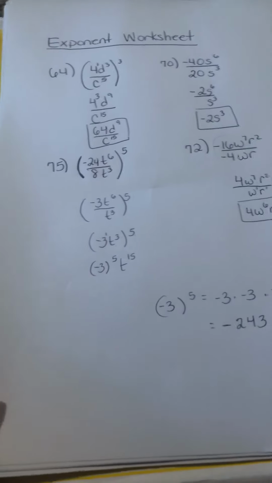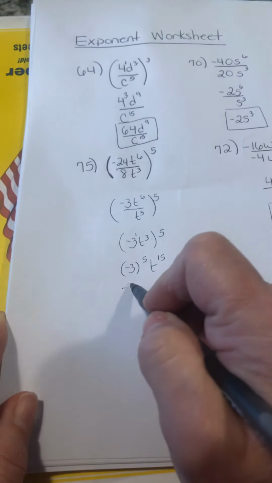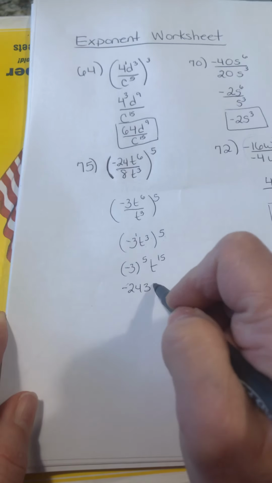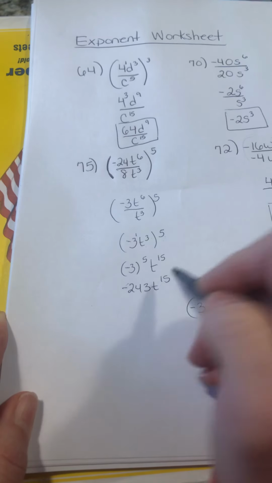So going back, we're going to have a negative 243 t to the 15th power.